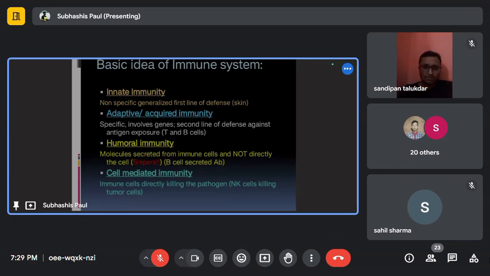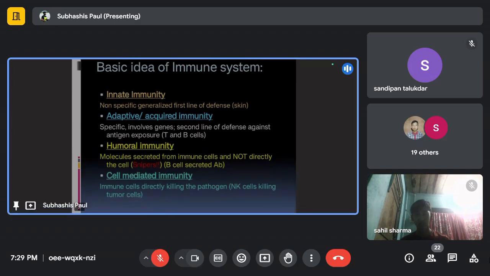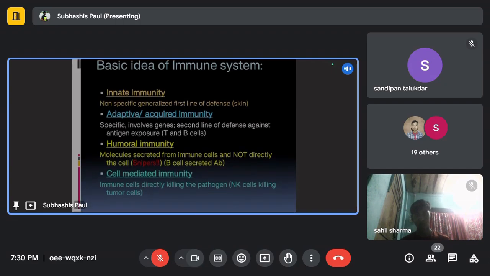That is the non-specific, generalized first line of defense mechanism, something which is given by the skin. So why non-specific and generalized? Because skin is a single protective layer that protects the body against any incoming pathogen. That could be a bacteria, could be a virus, could be something else. And they don't have really a specific means to protect the body against one of them.